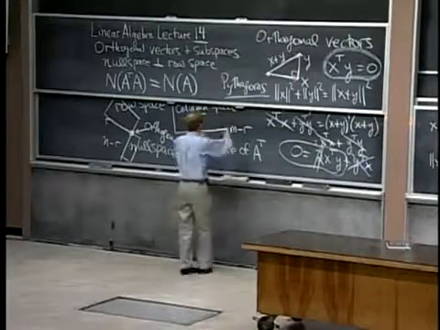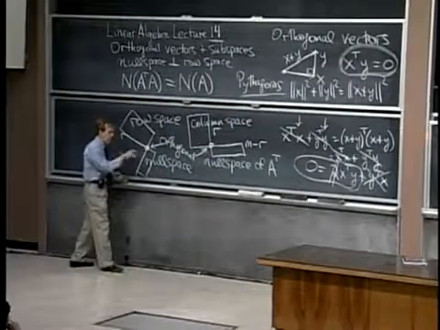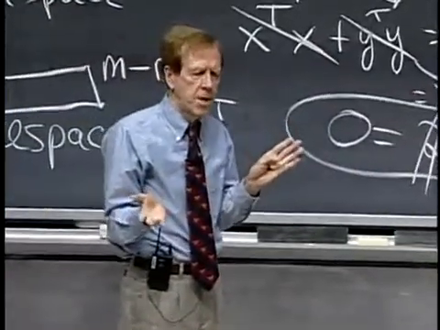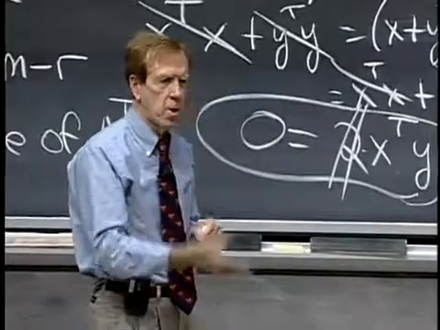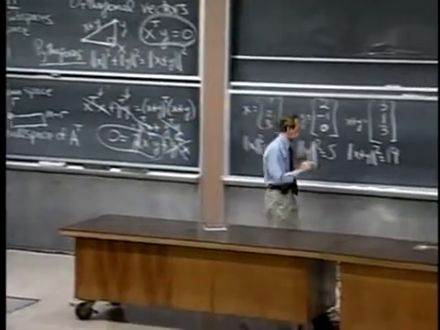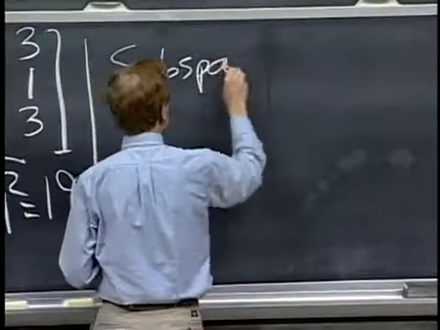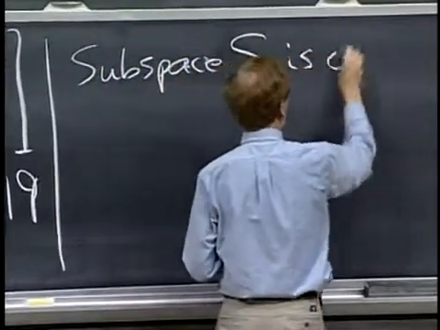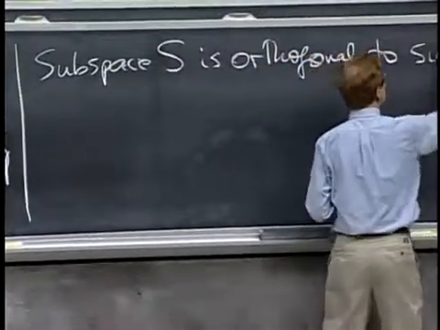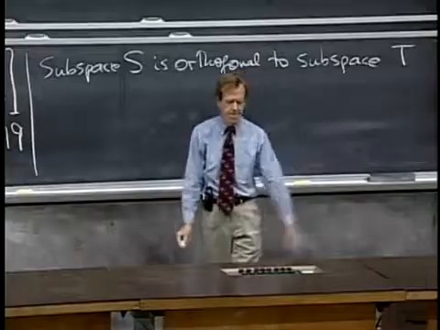But what I now want to speak about is subspaces. What does it mean for me to say that some subspace is orthogonal to some other subspace? So, okay, now I've got to write this down, because we're defining subspace S is orthogonal to subspace, let's say T. So I've got a couple of subspaces.